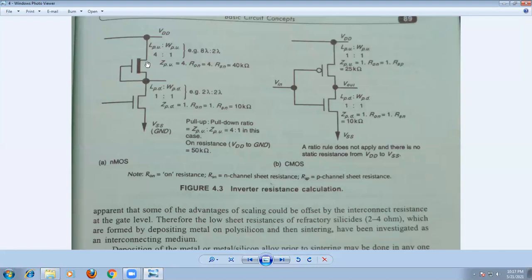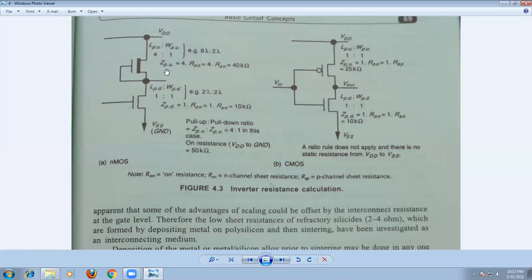So it is nothing but the Rn of this transistor plus the Rn of the other transistor, because these two transistors act in series. Therefore, we require the on resistance of this transistor plus the on resistance of this transistor here. So for this case, we are going to calculate.